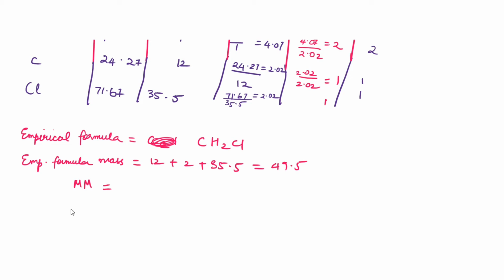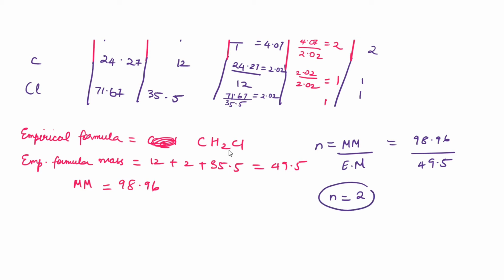And they have also given us the molecular mass of that compound as 98.96. So from the empirical formula mass and molecular mass, we can find N. So we define N as the ratio of molecular mass and empirical formula mass, which is 98.96 by 49.5. So what is N? You can easily calculate. N is equal to 2.